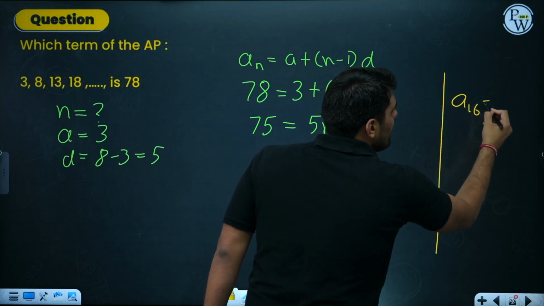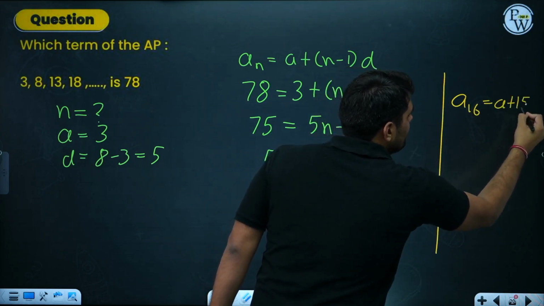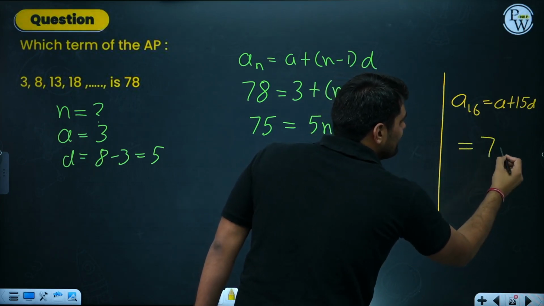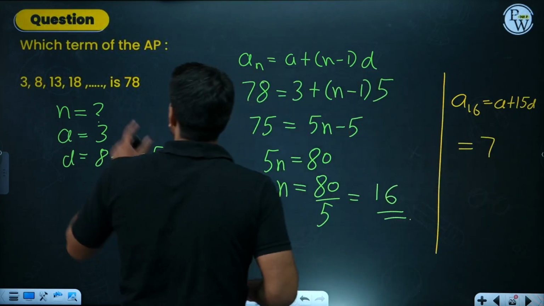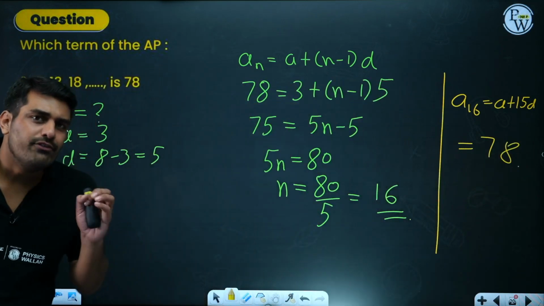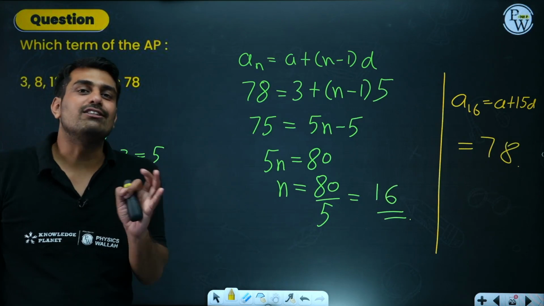A16 will be what? A plus 15D. You have the value of A, you have the value of D. Check out whether you are getting A16 as 78. You can check this part out. For a few of the questions, you can always do the verification on your own.